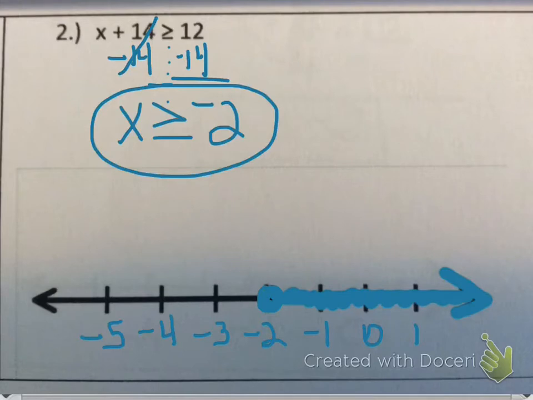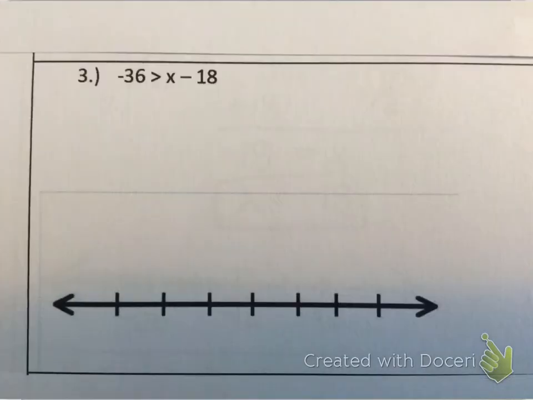Okay, next problem. We have -36 is greater than x minus 18. Solving just like an equation, you want to get x all by itself. In order to get x by itself, I need to get rid of the -18. The opposite of a -18 would be to add 18. Whatever you do to one side of the inequality, you have to do to the other.